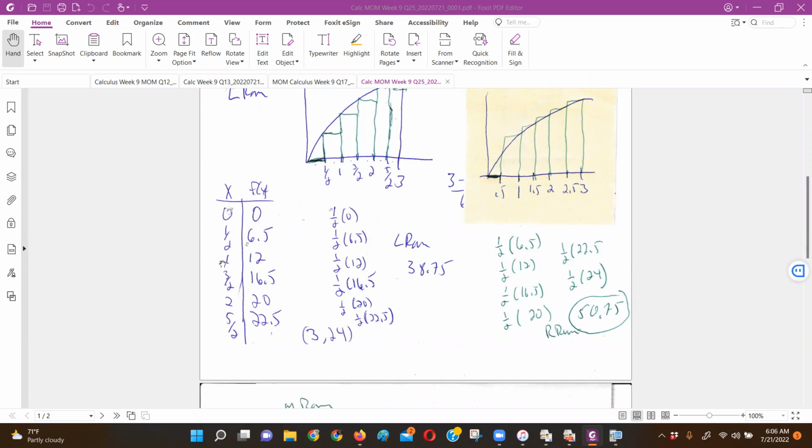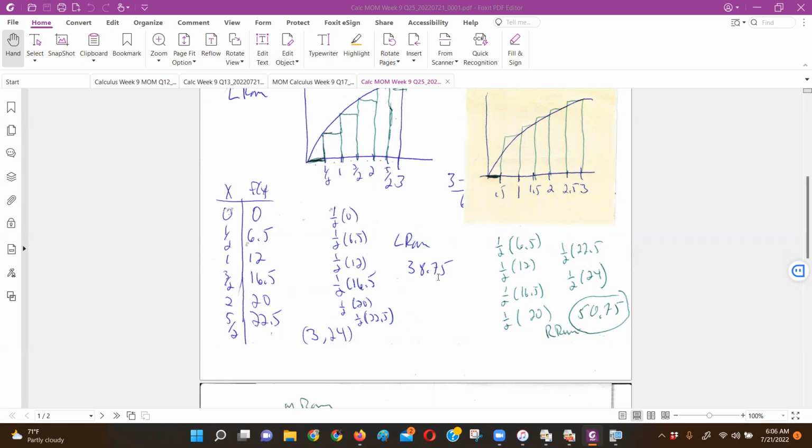And each of these intervals, each of these rectangles, is 1/2 wide. So I multiplied and added them up. Truthfully, what I did is I thought about the distributive property. Since all of these are being multiplied by 1/2, I just found the sum and then multiplied that by 1/2, or divided by 2. So that's my LRAM.